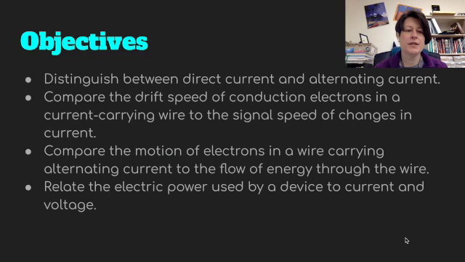Our objectives for today's video are to distinguish between direct current and alternating current, compare the drift speed of conduction electrons in a current-carrying wire to the signal speed of changes in current, compare the motion of electrons in a wire carrying alternating current to the flow of energy through the wire, and relate the electric power used by a device to current and voltage.